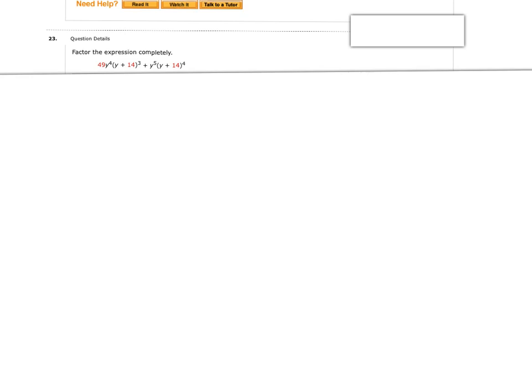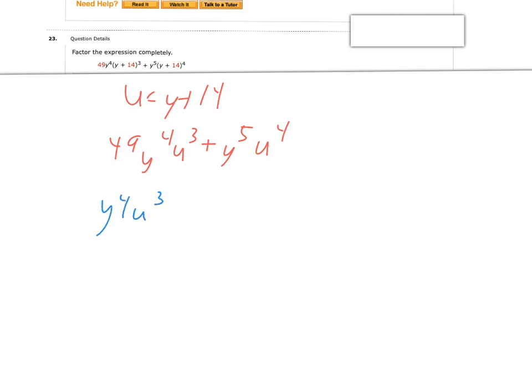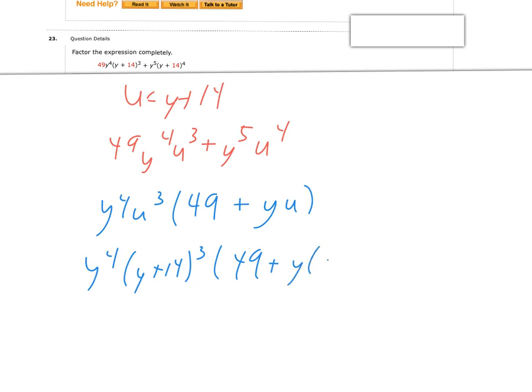All right, next up here, I'll use another u sub for y plus 14. And so we get 49y to the 4th u to the 3rd plus y to the 5th u to the 4th. It looks like I can GCF here y to the 4th and a u to the 3rd. And that leaves me with 49, that's actually all gone, and then plus y times u. So now I can plug back in. So I get, not u, y plus 14 to the 3rd, and then 49 plus y times y plus 14.